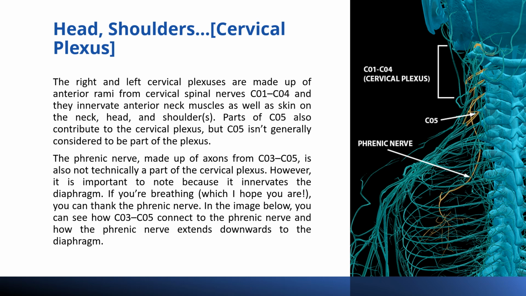The phrenic nerve, made up of axons from C3 through to C5, is also not technically a part of the cervical plexus. However, it is important to note because it innervates the diaphragm. If you are breathing, which I hope you are, you can thank the phrenic nerve. In the image here, you can see how C3 and C5 connect to the phrenic nerve and how the phrenic nerve extends downwards to the diaphragm.